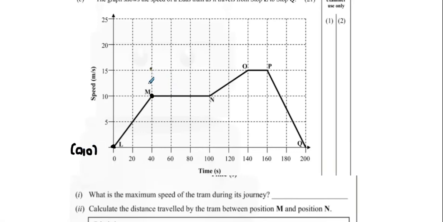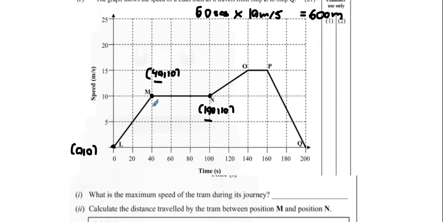This here means after 40 seconds, your speed is 10 meters per second. And this here means after 100 seconds, your speed is still 10 meters per second. But you've got to remember, you spent 60 seconds, which is 100 minus 40, traveling at 10 meters per second. You're not stationary. It just means your speed isn't increasing. So you would have traveled 600 meters in the region M to N. So just be careful that in a distance diagram, a flat line means you're not moving, but in a speed diagram, a flat line means your speed just isn't increasing, but you're still definitely moving.